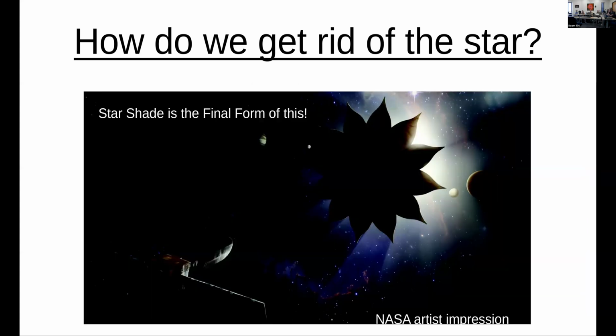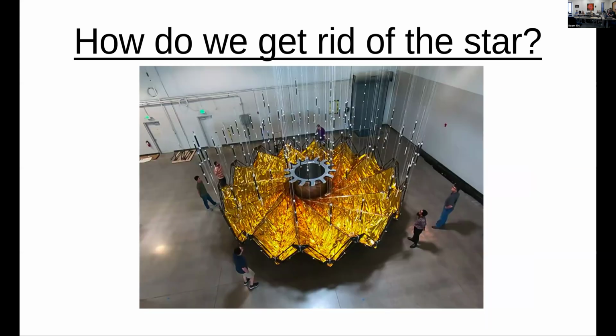So this is a star shade, not to scale. So you try to block out the light of the star before it enters your telescope. And it looks very impressive. In the US here, they are trying some experiments to build these things. But I think the funding to actually launch one of these is not really there at the moment, which is a bit of a shame.